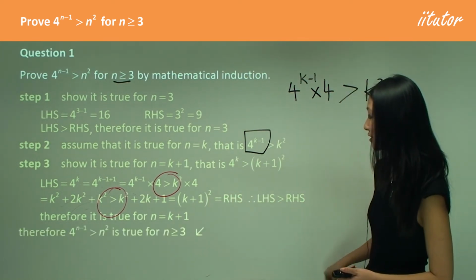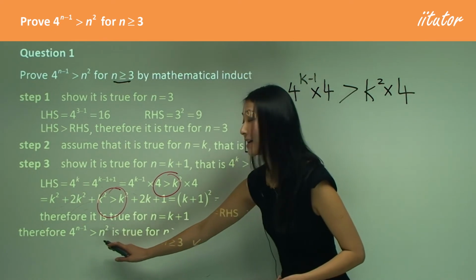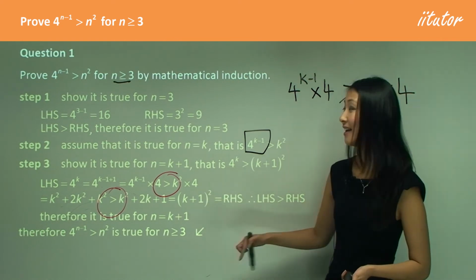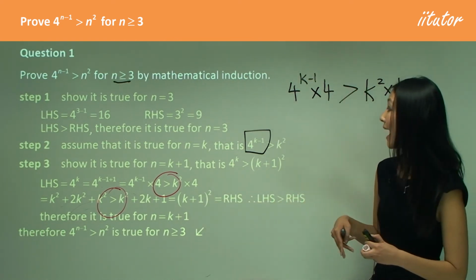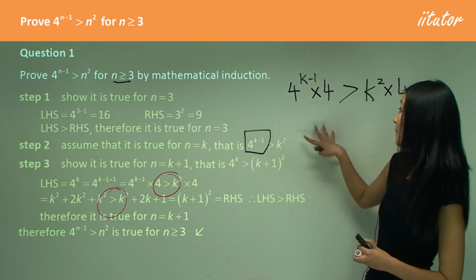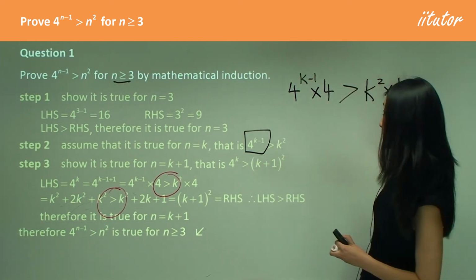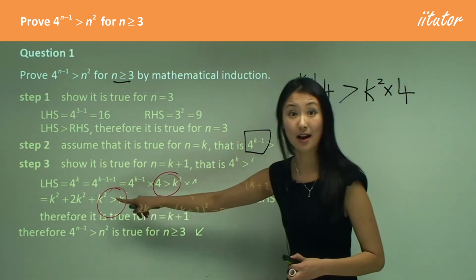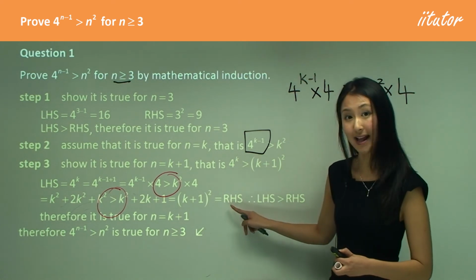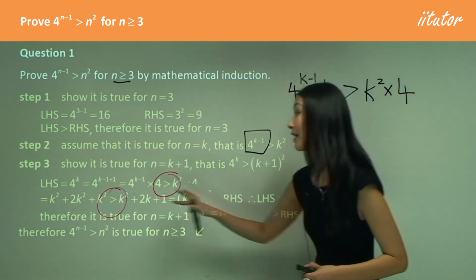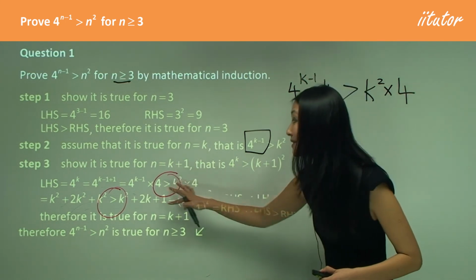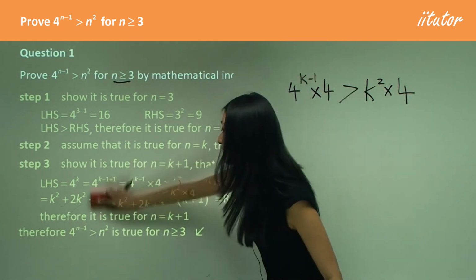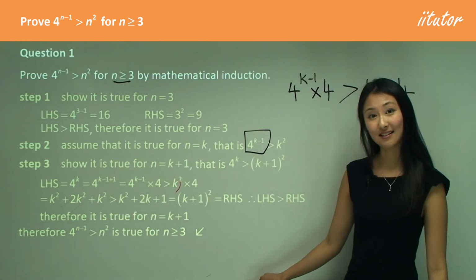And we write our conclusion, which is therefore 4 to the power of n minus 1 greater than n squared is true for n greater than or equal to 3. Okay, so important things I want you to remember is how we substitute in the assumption is just by manipulating the assumption itself here and substituting the whole thing in. And the other thing is to look out for these greater than signs. Even though we end with equals the right-hand side, we have to look at the entire equation that we've written out and see if there is one or more greater than sign. We can conclude that yes, the left-hand side is greater than the right-hand side.